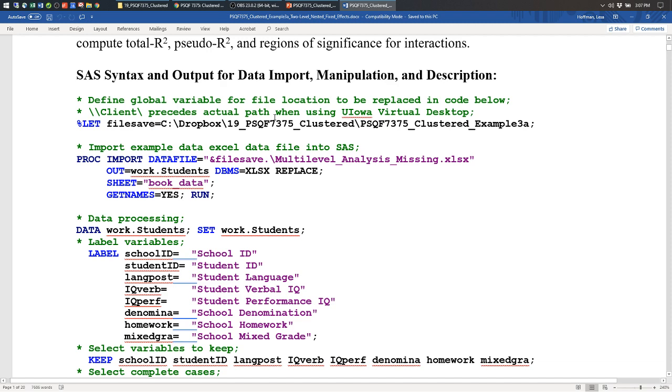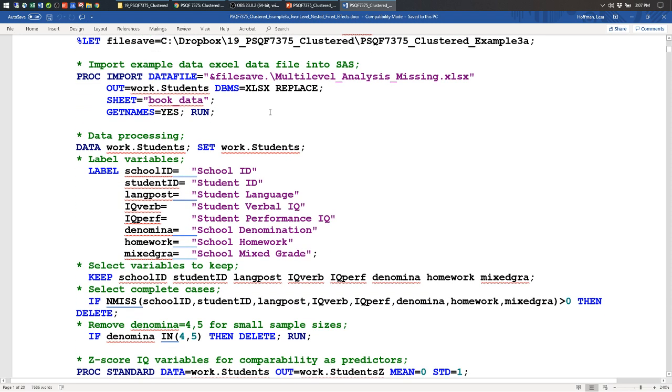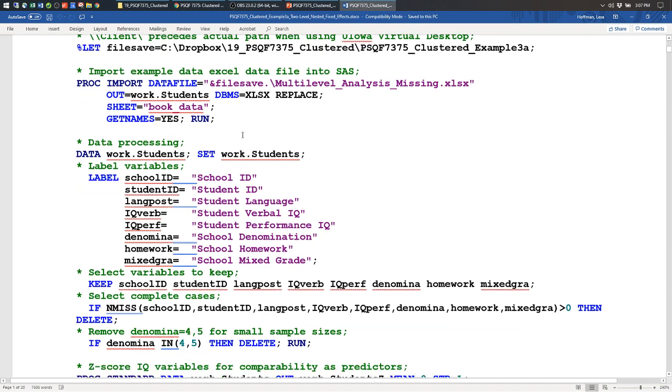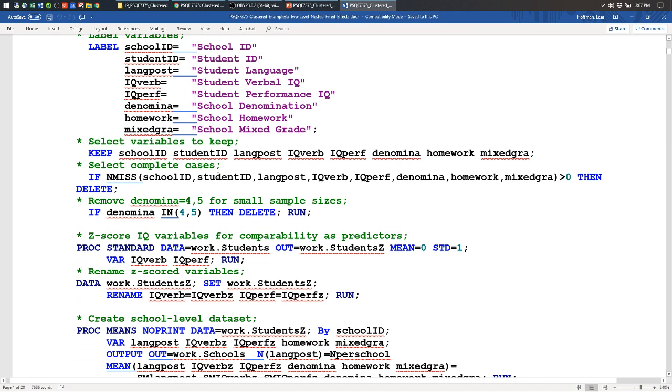So I'm doing a whole lot of data pre-processing here to get descriptive information, because this was a student level data set. So here's the SAS code importing. I saved it as an Excel file so that we could look at the data easily, labeling things here and subsetting the data. Side note, I am subsetting this data set to be complete for all the variables to be examined in this example.